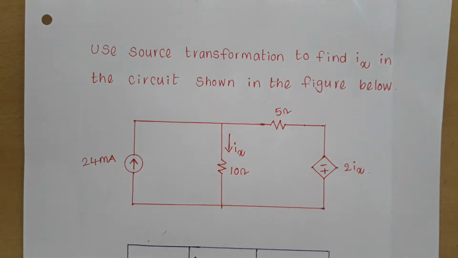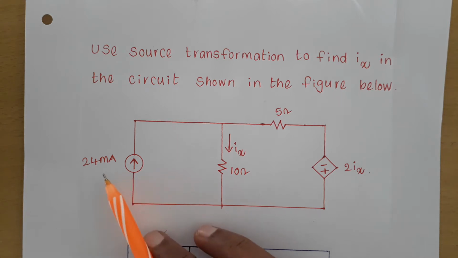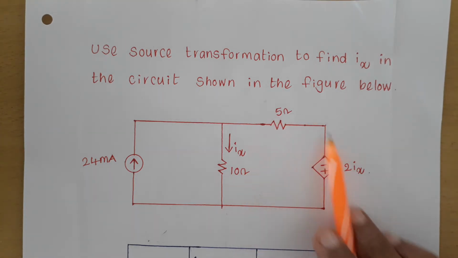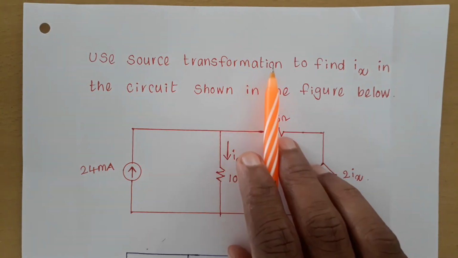So here in this circuit, there is one independent source and there is one dependent source. The independent source is an independent current source whose value is 24 milliamperes, and this is a dependent voltage source depending on the value of Ix, whose value is 2Ix. There are two resistors, 10 ohms and 5 ohms. The 5 ohms is connected in series with this dependent voltage source, and the 10 ohms is connected in parallel with this 24 milliampere current source. And he is asking you to find the current in this 10 ohm resistor by using the source transformation technique.